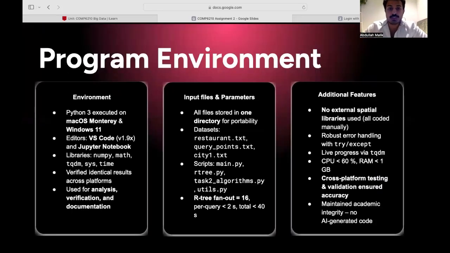Keeping in mind the program environment, all implementations were done in Python 3, executed on both macOS Monterey and Windows 11 for cross-platform verification. The allowed libraries, time, sys, math, tqdm, and NumPy, were strictly followed. No external R-tree or spatial indexing libraries were used. Datasets such as restaurants.txt and city.txt were kept in a single directory. The programs ran efficiently with total runtime under 40 seconds and CPU usage below 60%, confirming the design was both accurate and efficient.